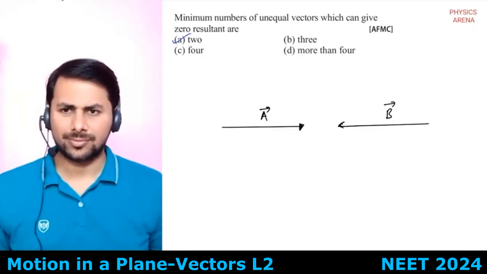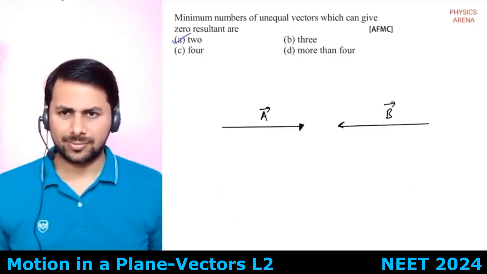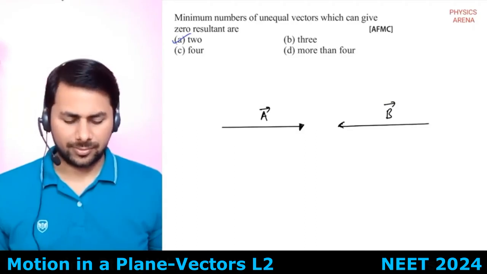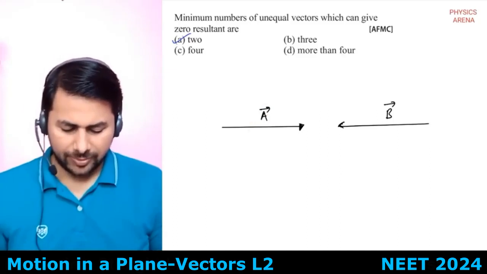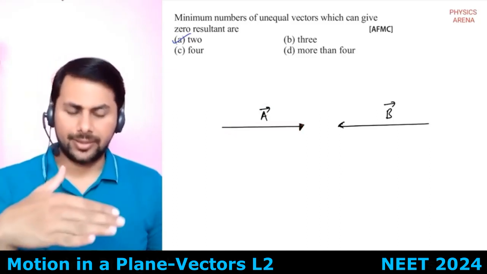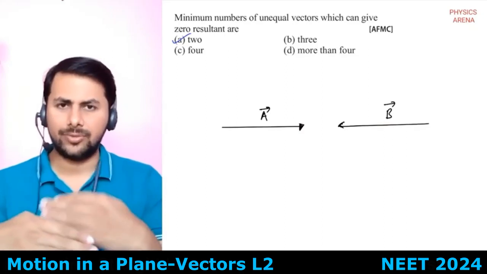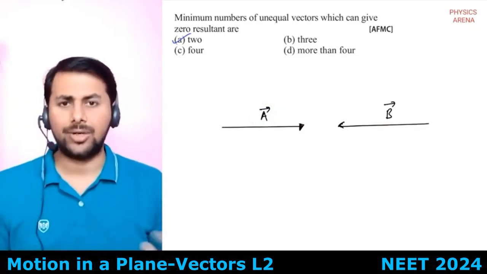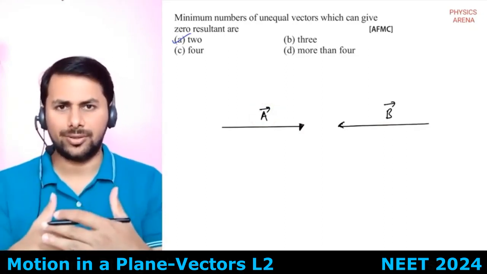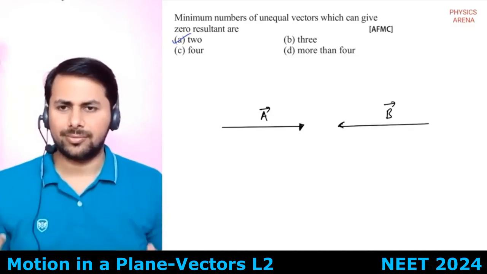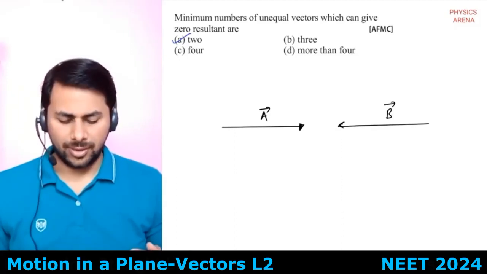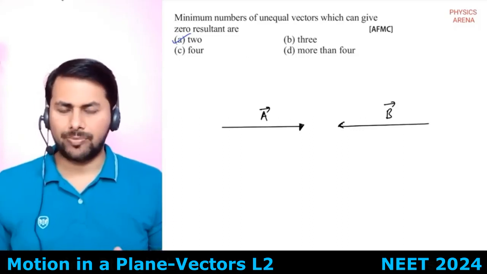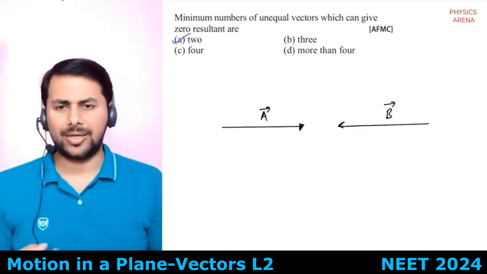Yes, sir. Even if they are equal only, they will cancel out and we will get zero, sir. But they are mentioned as unequal vectors. No. This one is A bar, it is directed towards the right. This one is B bar, it's directed towards the left. These two vectors are not equal. Their directions are opposite to each other. So there is no compulsion for the magnitude to be different for an unequal vector. Either magnitude can be different, or direction can be different.